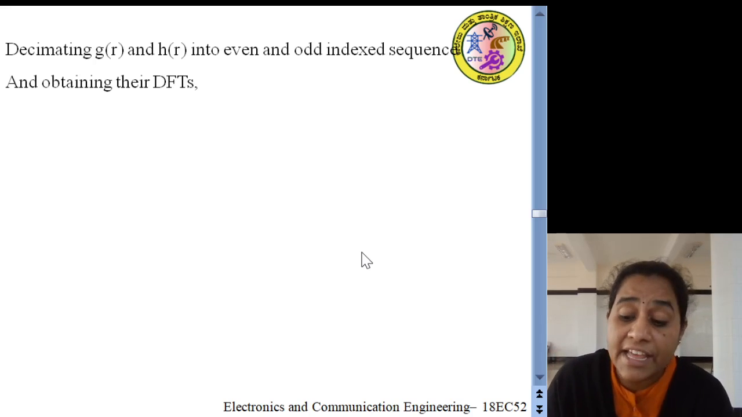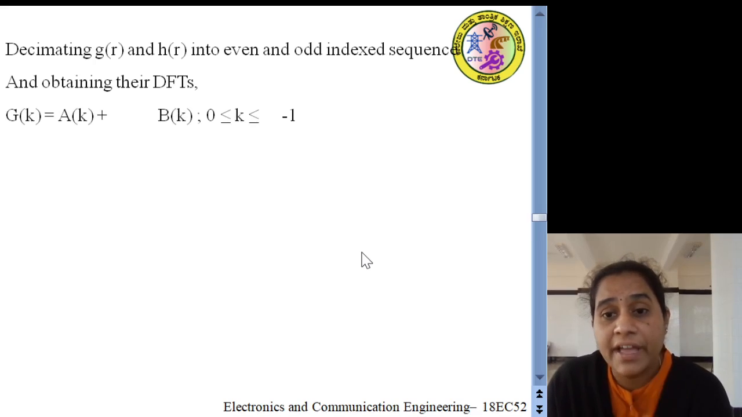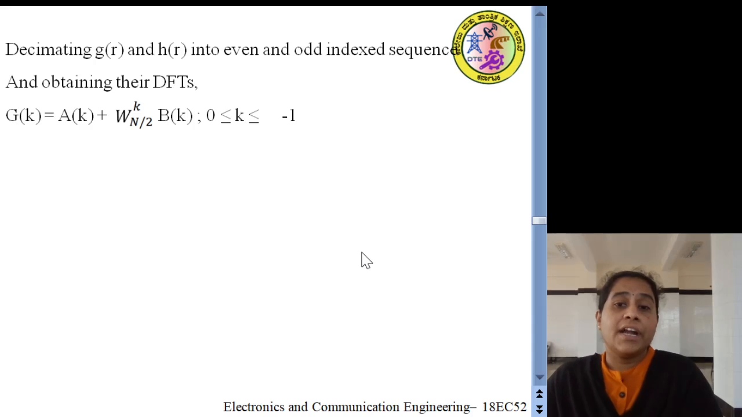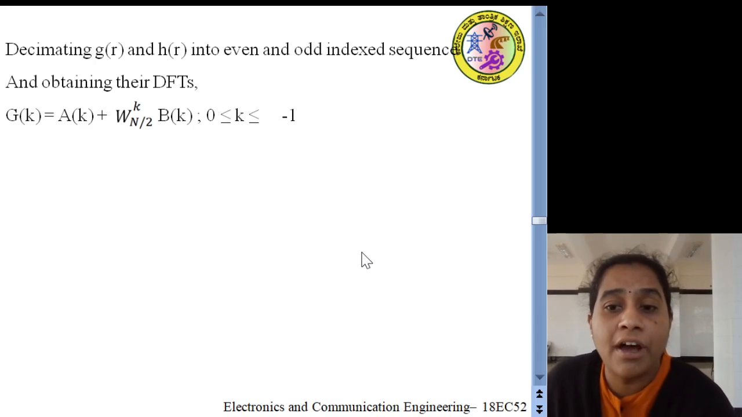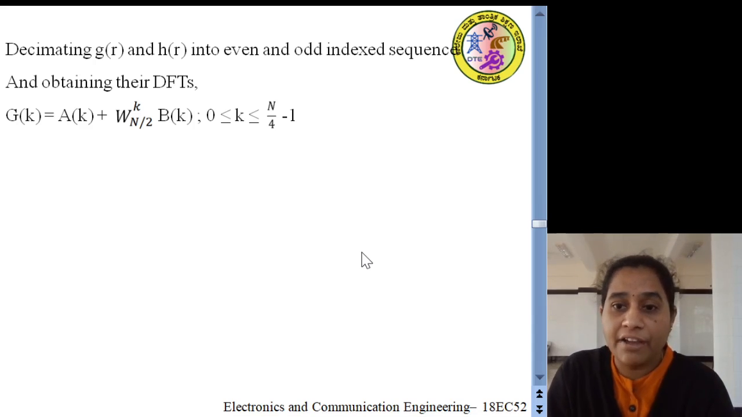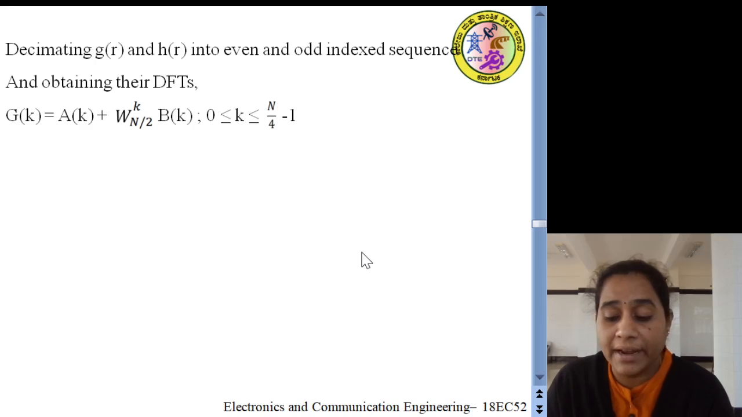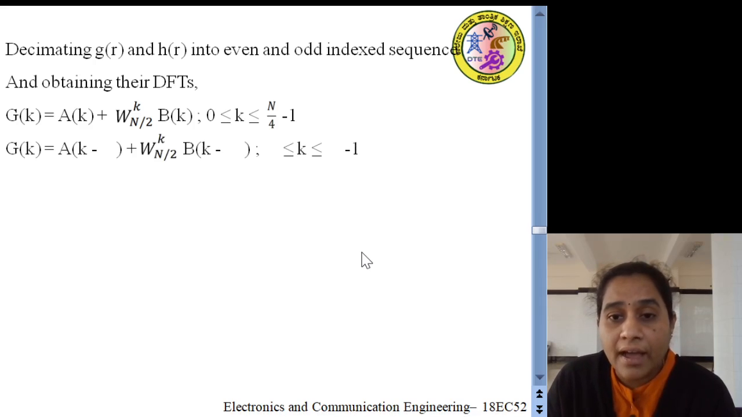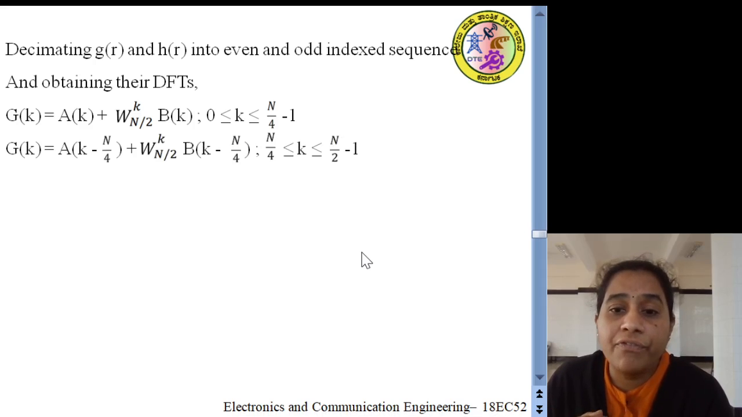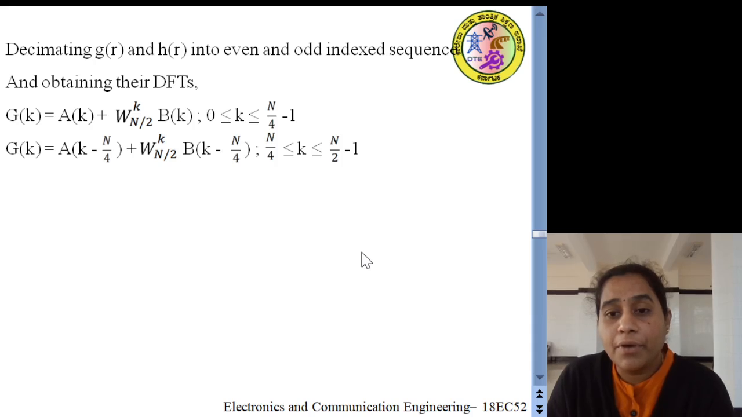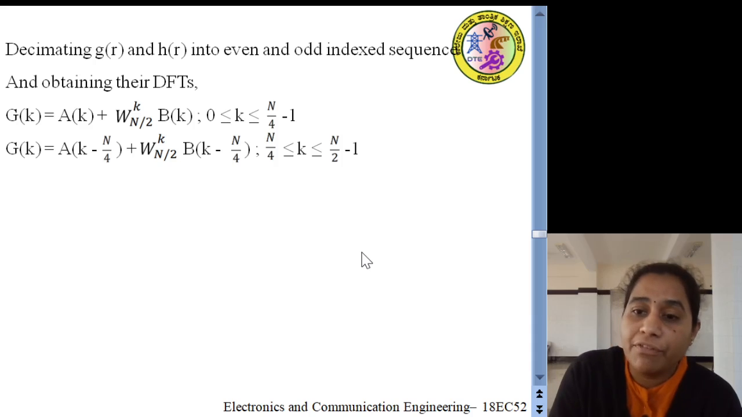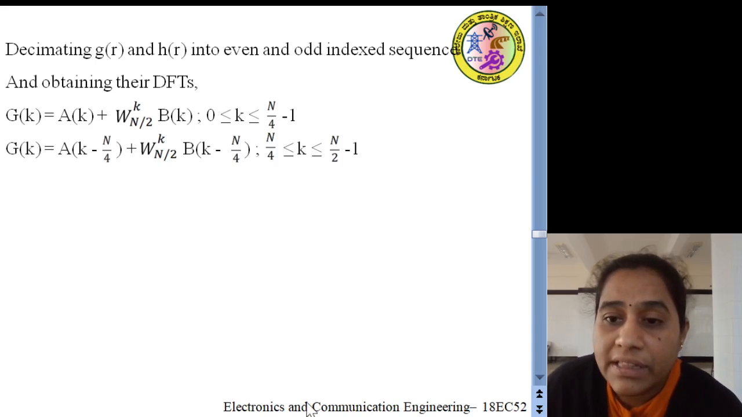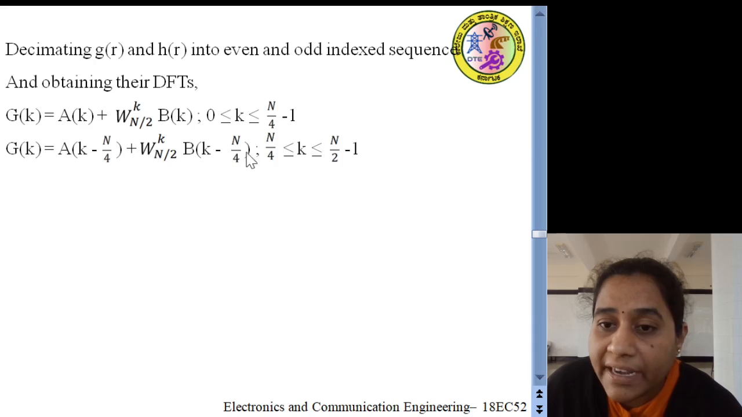After dividing, if we obtain their DFTs, what we obtain is g of k is equal to a of k plus w n by 2 raised to the power k into b of k, where k varies from 0 to n by 4 minus 1. Similarly, g of k is equal to a of k minus n by 4 plus w n by 2 raised to the power k into b of k minus n by 4. Here k varies from n by 4 to n by 2 minus 1. So, this represents the first half, that means even indexed, and this is for the odd index, second half.